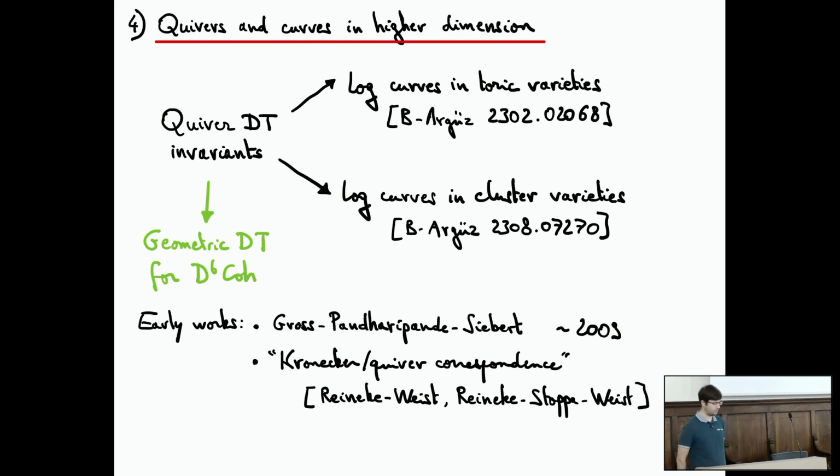And the early version of the story I will be talking about is due to Gross, Pandharipande, Siebert around 2009. They described essentially log curves in two-dimensional toric varieties and cluster varieties, and deduce from that a correspondence with DT invariants of the Kronecker quiver, which is a quiver consisting of two vertices connected by a bunch of arrows. And around this time, this correspondence was sometimes called the Kronecker quiver correspondence. And so one of the points of this lecture is that it's actually not really special to the Kronecker quiver, but it's actually valid for a much broader class of quivers.